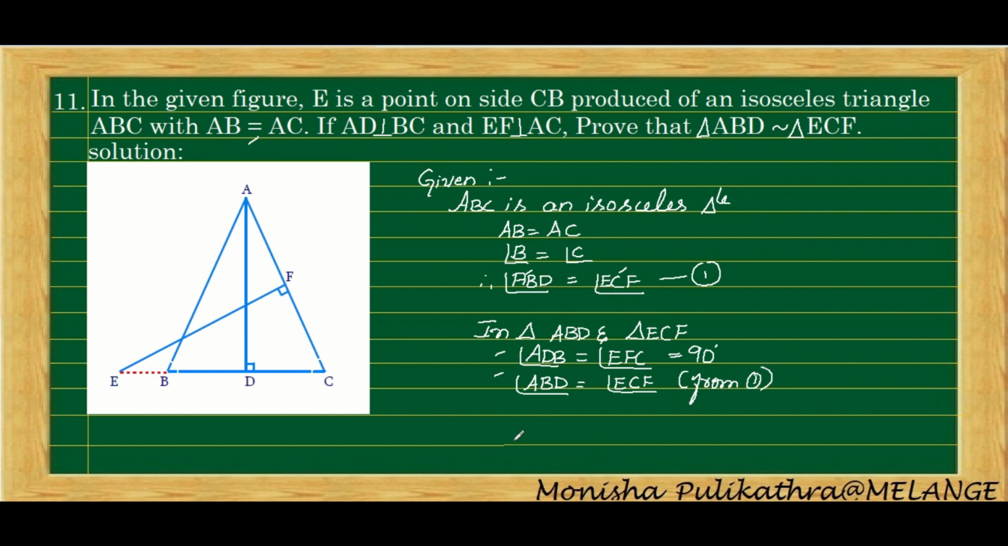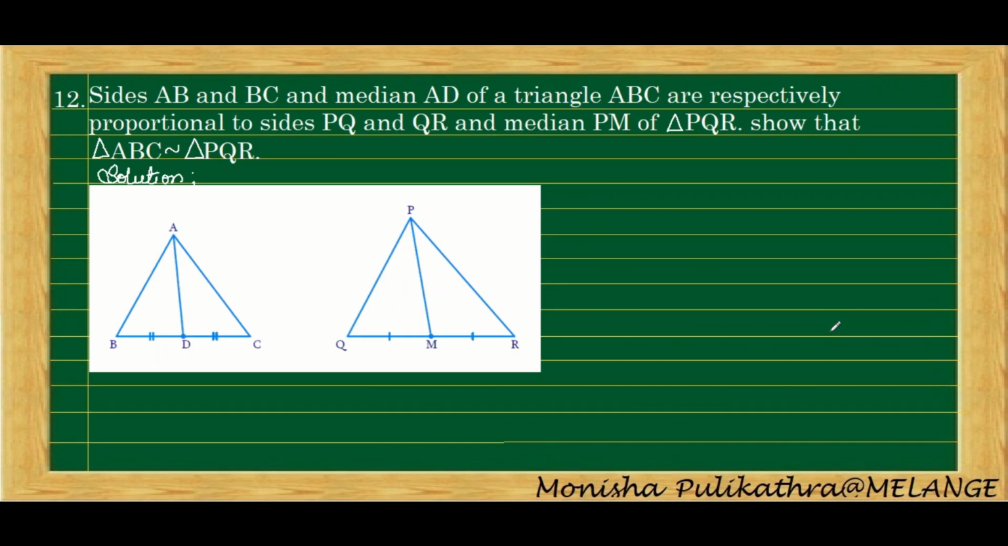Okay, since two angles are equal by AA similarity criterion, what happens? Triangle ABD is similar to triangle ECF, right? So the thing which we have to prove, ECF. So hence proved. I hope you understood this. So moving to the 12th question.